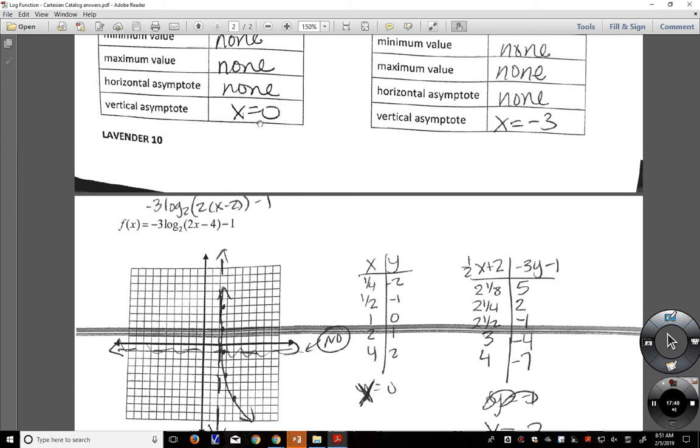And then I have this reflection and this vertical stretch with a shift down 1. Any questions about our table? Sorry, my graph is ugly. Okay, are we all right?